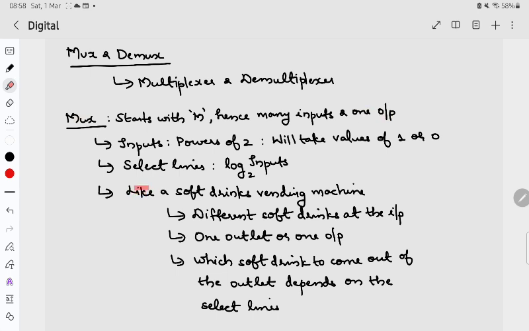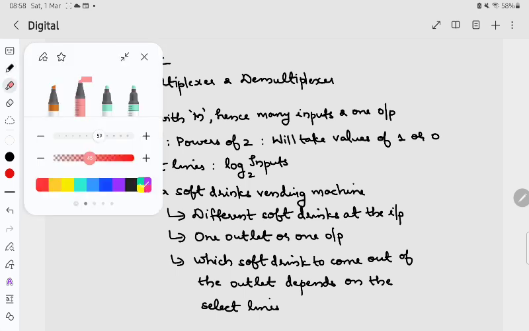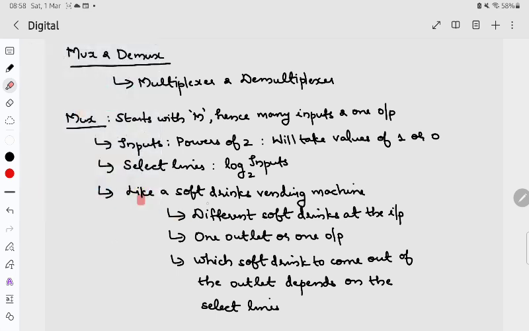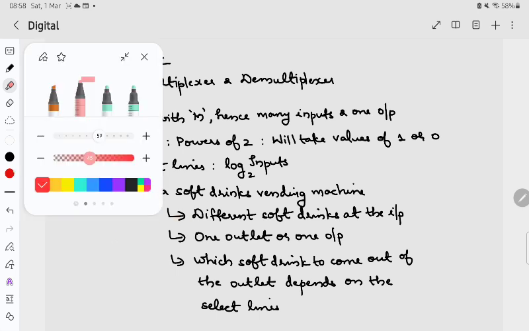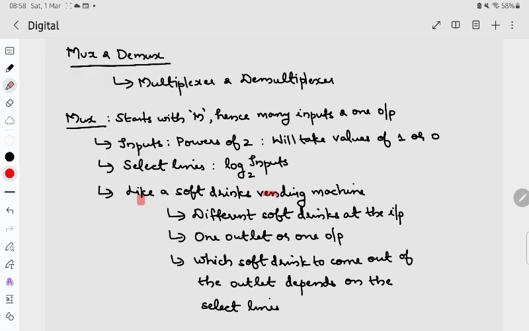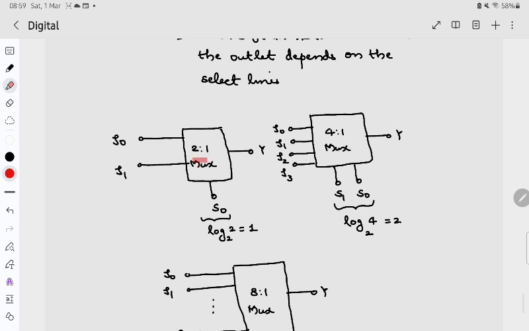Okay, the mux. So how to remember this? What is the purpose of the mux, for easy remembrance? An example is a soft drinks vending machine, where there are multiple soft drinks and only one outlet. There are different soft drinks at the input and only one outlet, or one output. Which soft drink comes out of the outlet depends on the select lines, whatever we select.